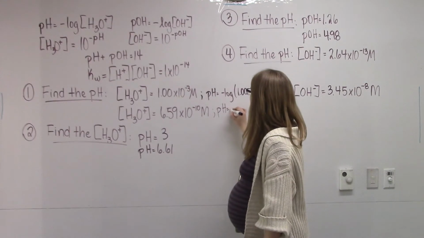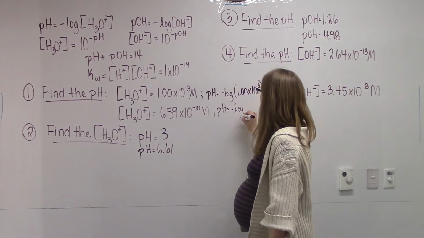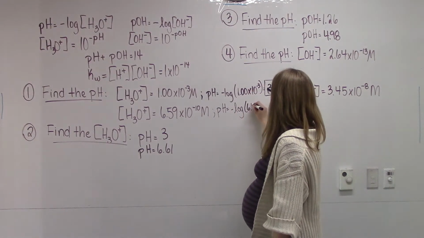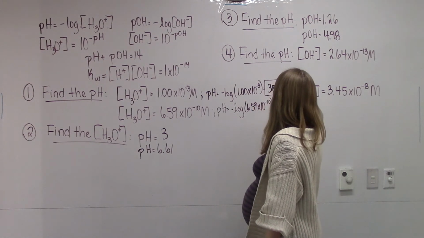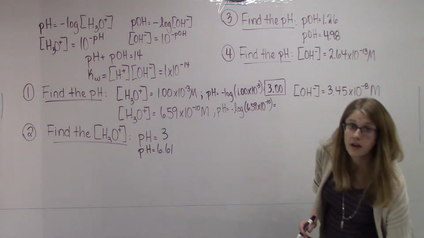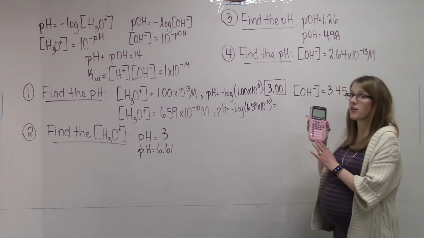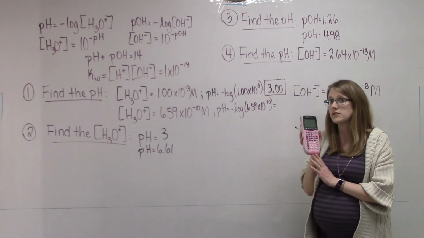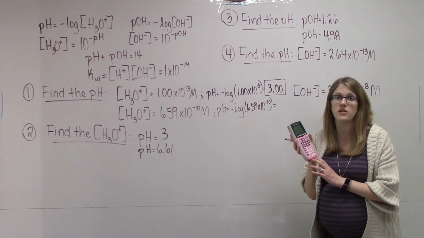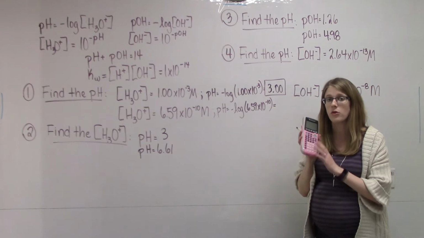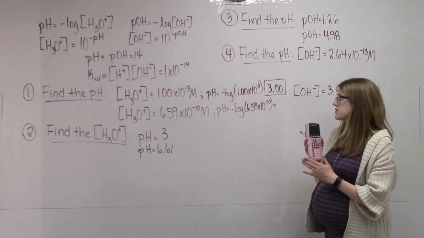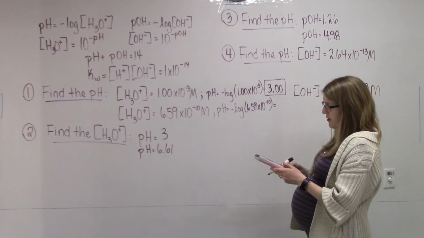pH equals the negative log of 6.59 times 10 to the negative 10. Oh, one thing I meant to say earlier, as I'm putting this in my calculator. By the way, even though you're just watching me do this, I still want you to be putting this in your calculators. So please, right now, if your calculators are not out, pull them out. Pull out your calculators, and please work this through with me.